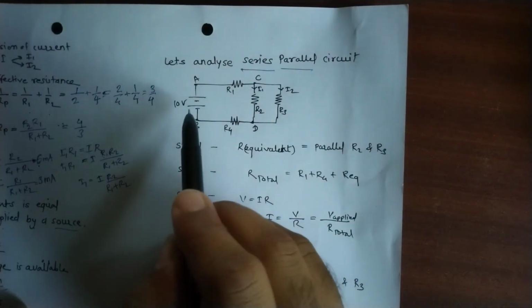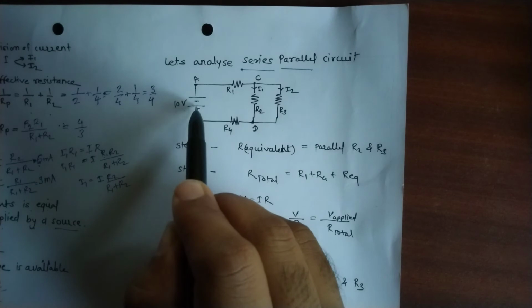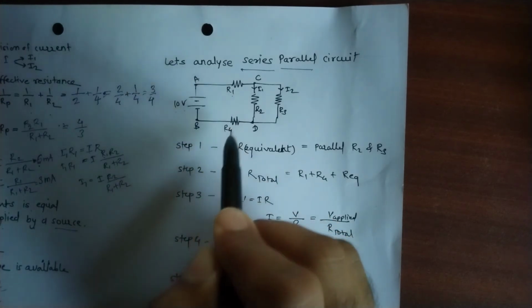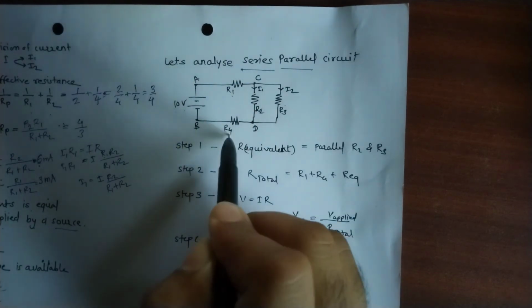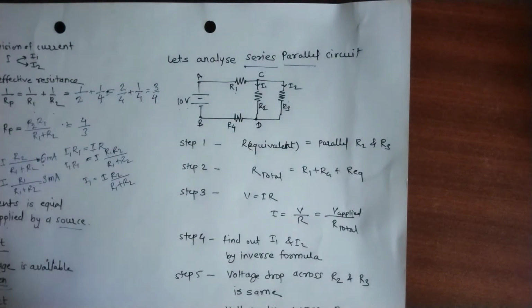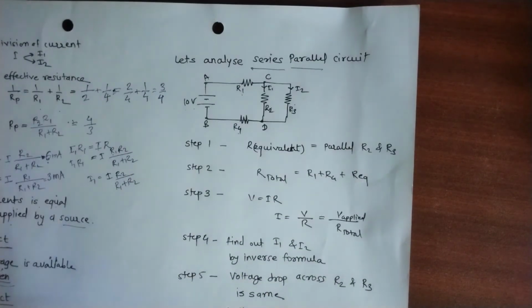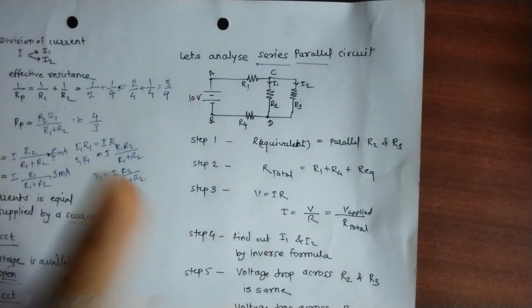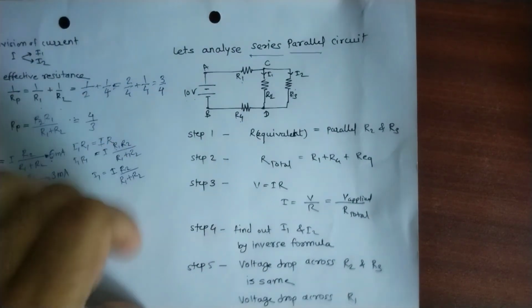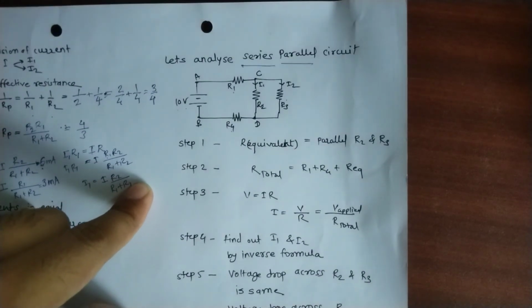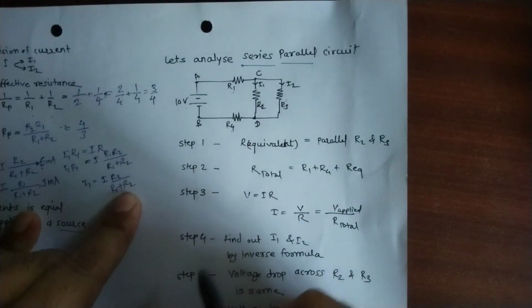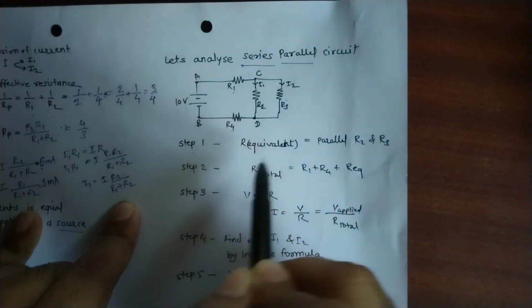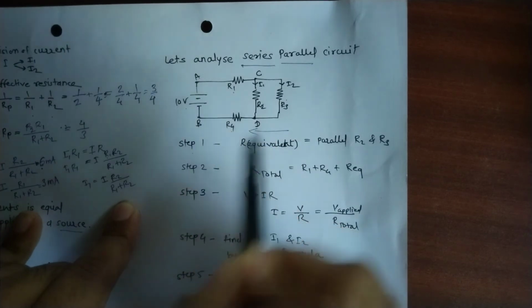So here we will take a 10 volt supply applied across A and B, then resistors R1, R2, R3 and R4. R2 and R3 are in parallel. So how will we find out the voltage across each resistor? So we have to find that, right? So what steps will be taken? First step, we will find out the R equivalent. We'll go in this direction.